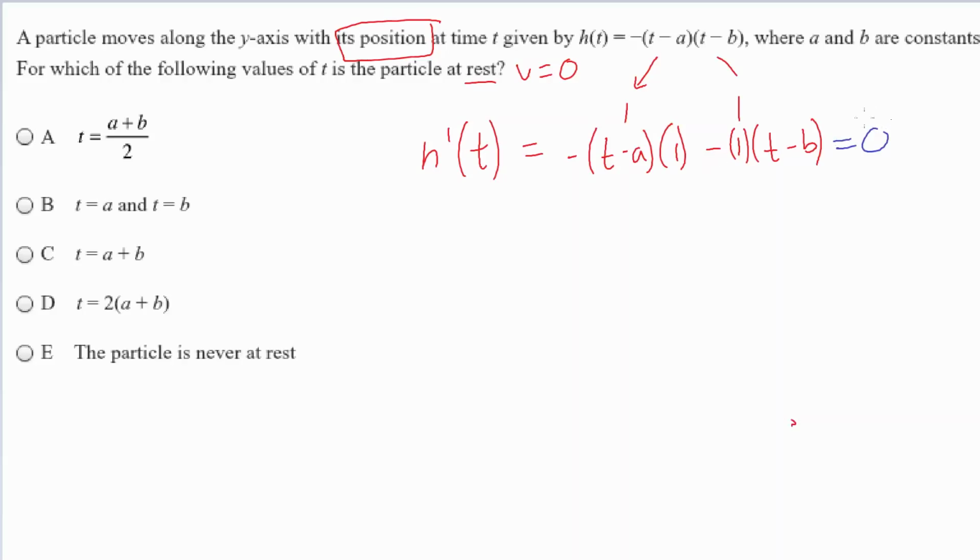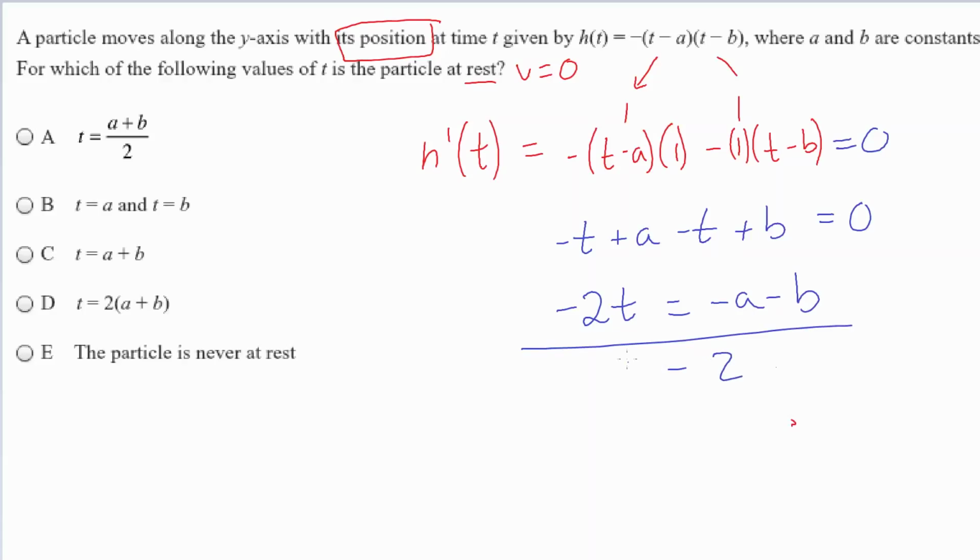Set that equal to 0. So let's distribute. Negative t plus a minus t plus b. Negative t plus negative t is negative 2t. Subtract the a and the b over. Divide by the negative 2. t equals, the negatives go away, a plus b over 2. Good work.